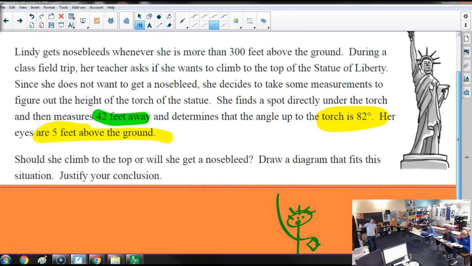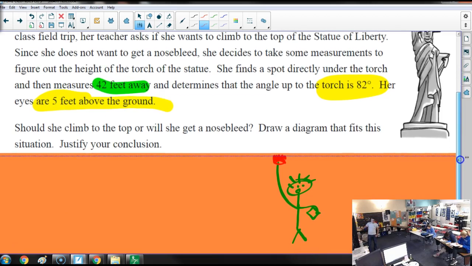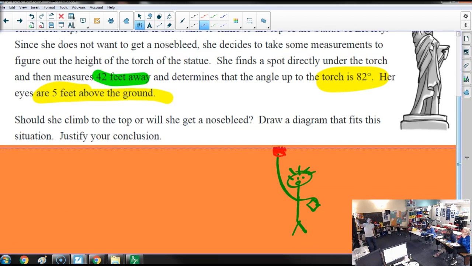Reminds me of Stickly. Boy. Big hand. That's the torch. Yeah. Give the statue its robe.